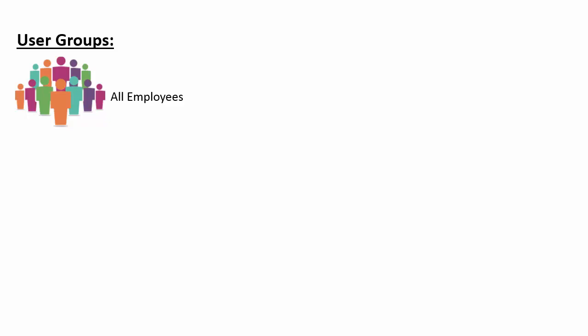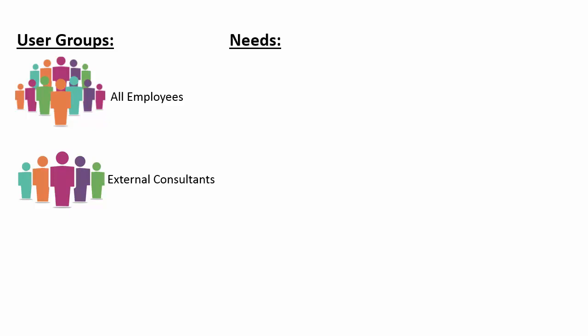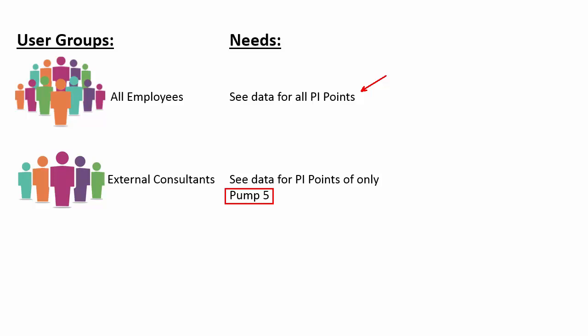As a first step, let's say, for example, at our company we have user groups, and all of our employees use the Pi system. But we also have some external consultants that use some of the data from our Pi system too. Now, these users have different needs. For example, our employees, we want them to be able to see the data for all of our Pi points, and maybe the external consultants only need to see data for Pump 5 Pi points for a particular asset that they're helping us troubleshoot.